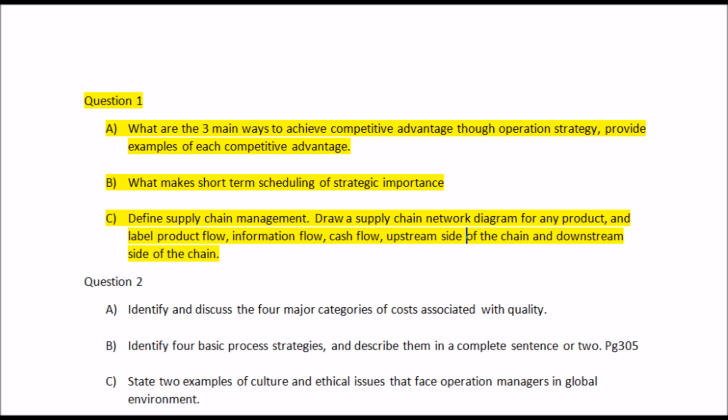B, what makes short-term scheduling of strategic importance? If you go to a fast food place, what is it that you want? It starts with F. Fast food, that's right. So what's short-term scheduling got to do with fast food? It puts some fast into it. The idea of scheduling hour by hour, minute by minute, is to satisfy the customer needs straight away. That's the strategic importance of short-term scheduling. Now, you all knew that. I know you did. So far, I reckon you've probably got about 4 out of 6.